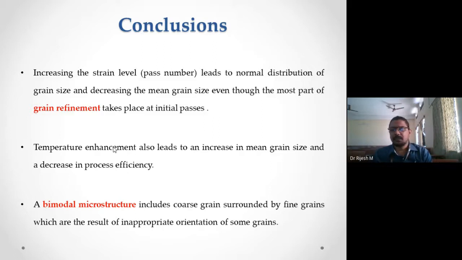Temperature enhancement also leads to an increase in mean grain size and a decrease in process efficiency. This we know, but we don't have any other way other than increasing the temperature, because magnesium just cannot be deformed at room temperature.